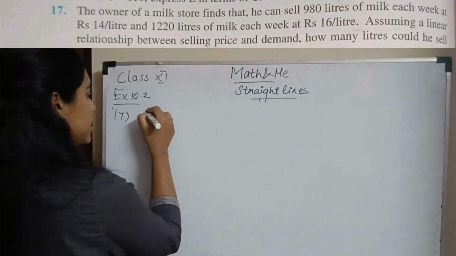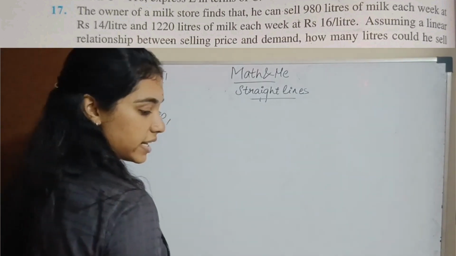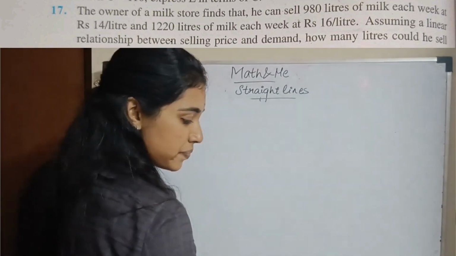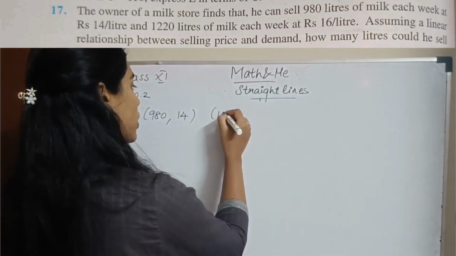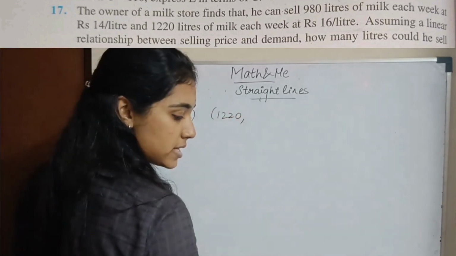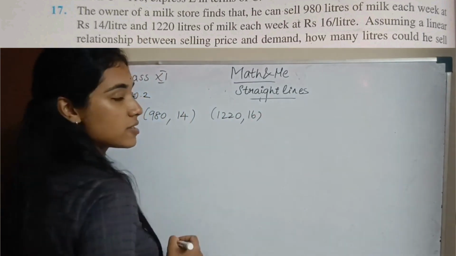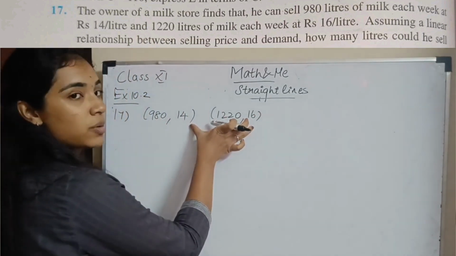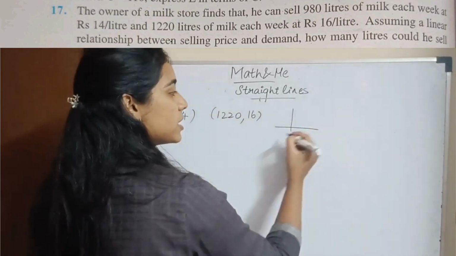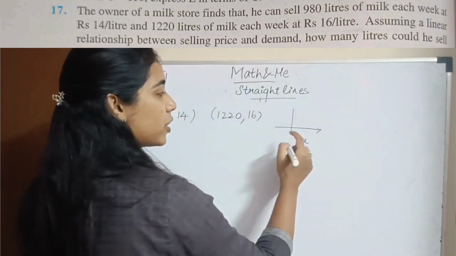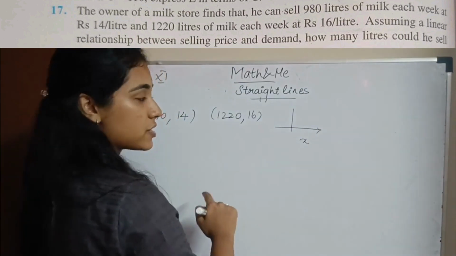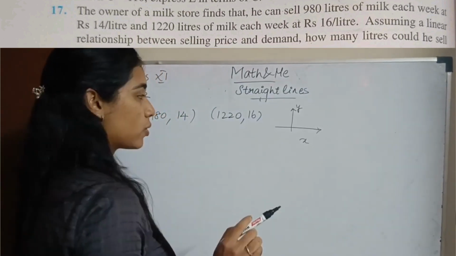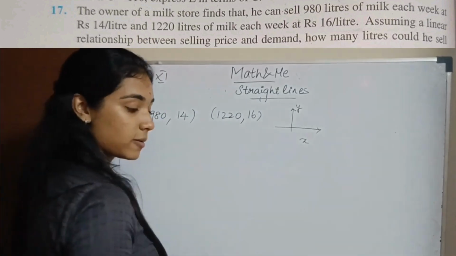Question number 17. The person sells 980 liters for 14 rupees per liter and he sells 1220 liters for 16 rupees per liter. So this is how you frame the coordinates. You have to frame the similar x coordinates and similar y coordinates. It's very similar to what you have in a graph. So the x coordinate represents the number of liters of milk and the y coordinate determines the price per liter. Okay. So be very careful when you are assigning the coordinates.